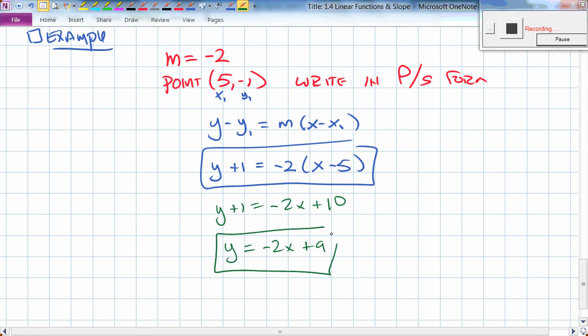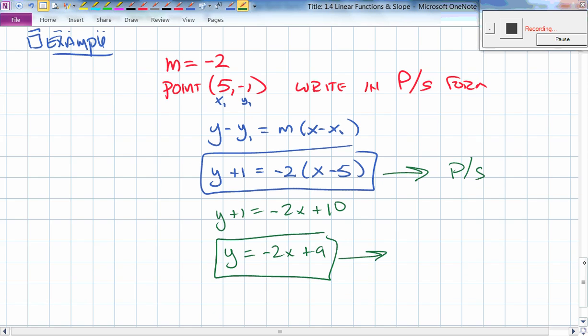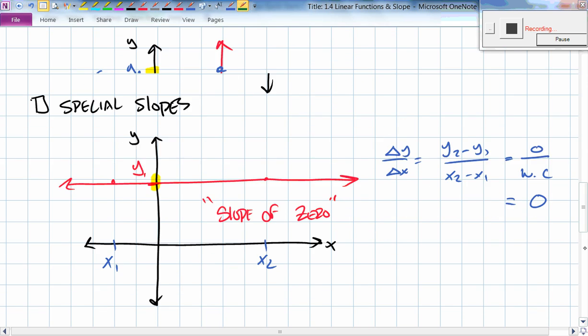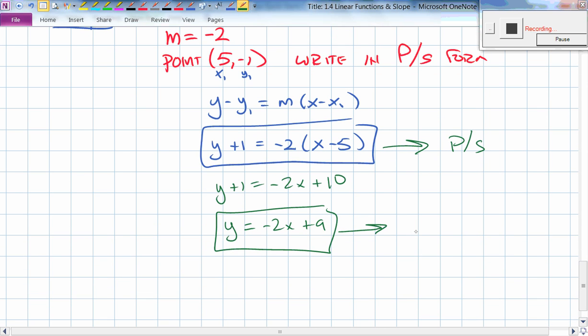Okay, good. So if we keep going, right? This one was point slope form. What is this one now? Yeah, what do we call y equals that? You guys brought it out right away, back in the beginning of the lesson. What do we call this one? Yes, slope intercept.